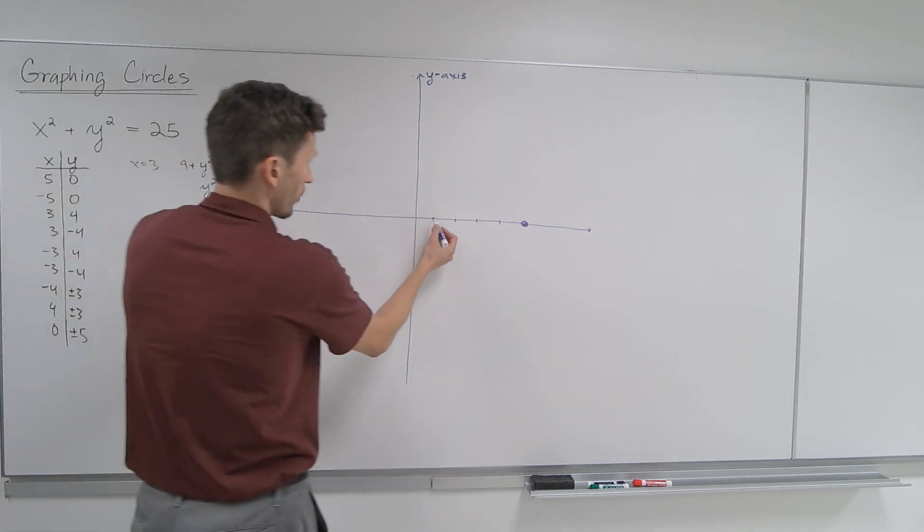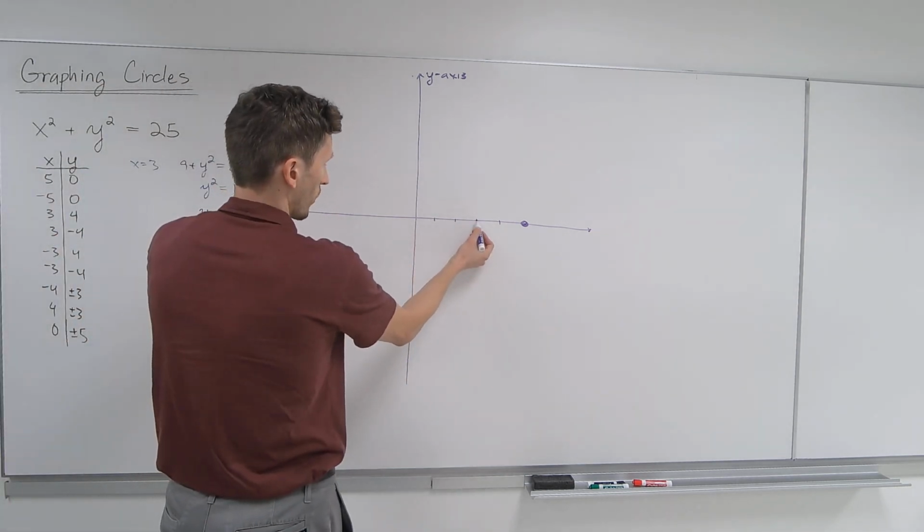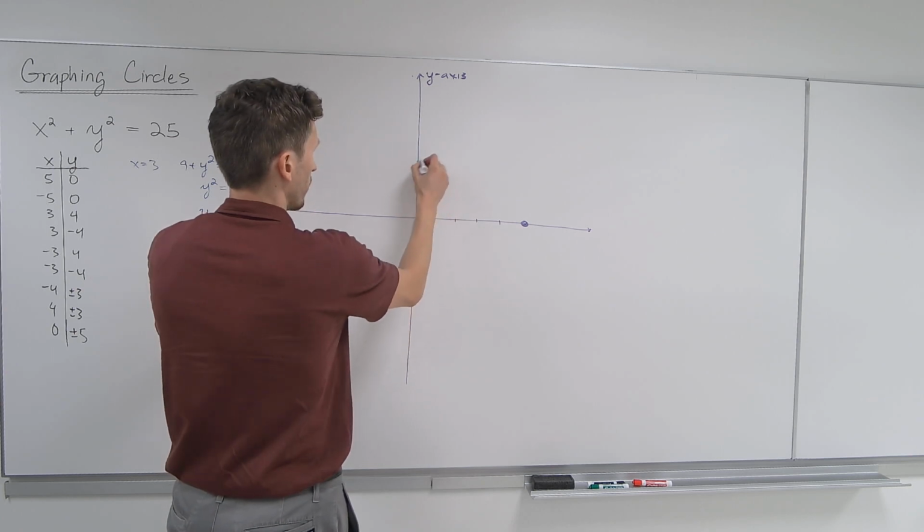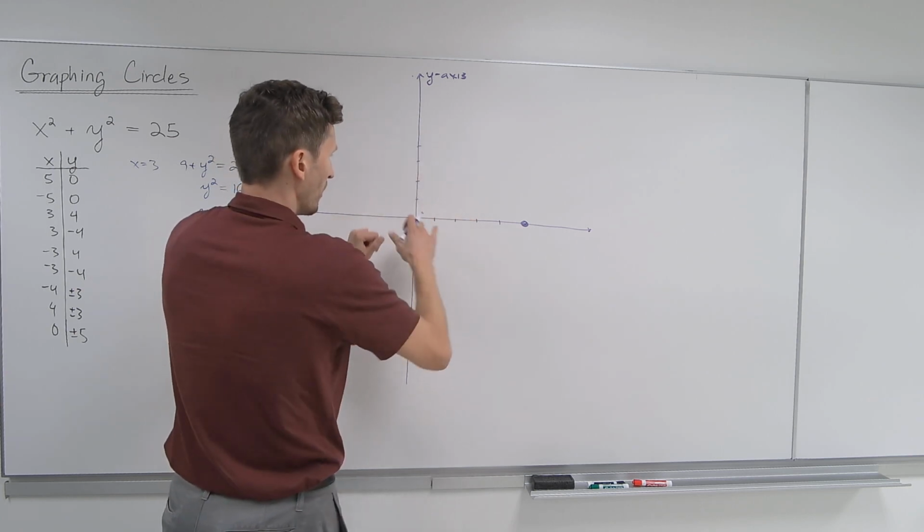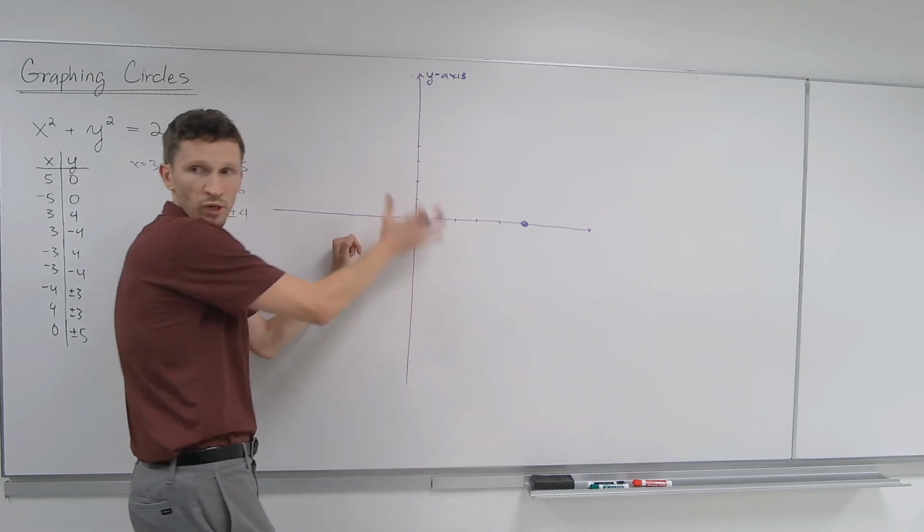For instance, 3, 4. Where's 3, 4? Right how far? 1, 2, 3. And what about up 4? Up 4, 1, 2, 3, 4. You see a number line by number line, it's a two-dimensional object giving you a plane.